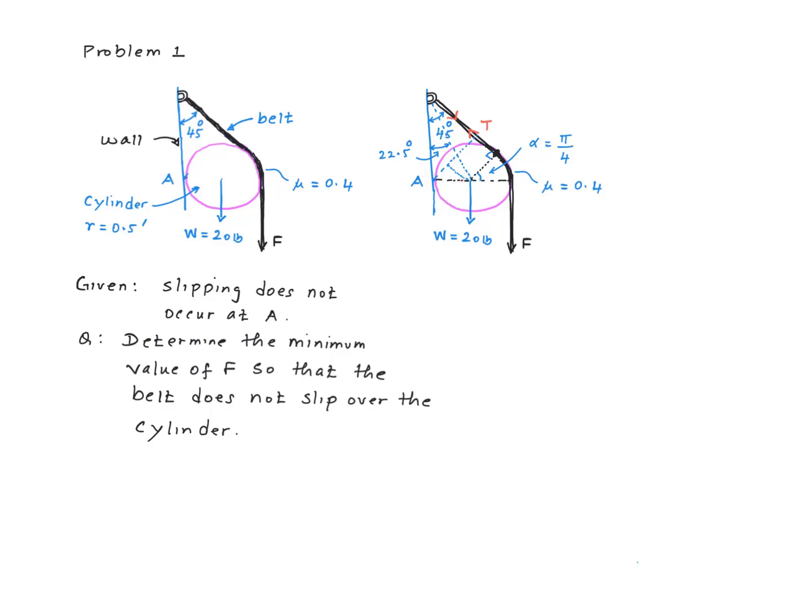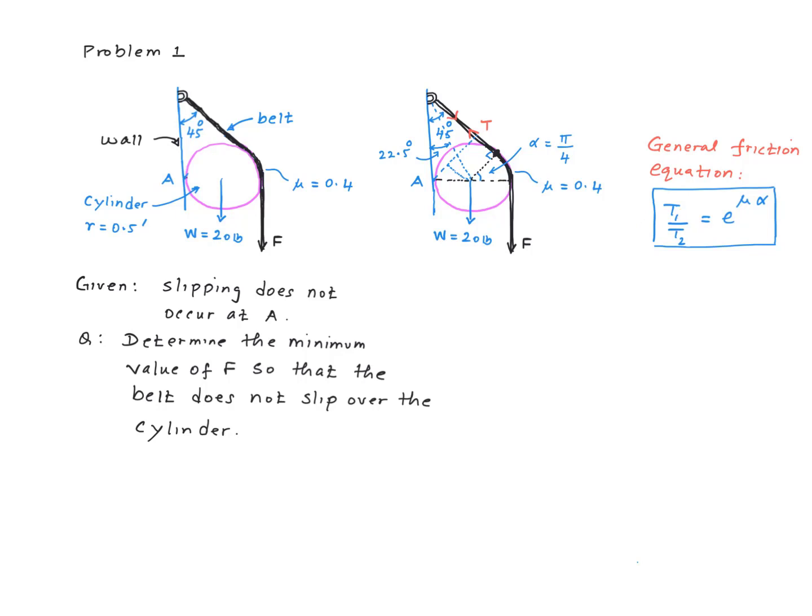And this is 67.5, this is 67.5, and therefore this works out to be 45 degrees. Expressing that in radians, we get this angle right here to be pi over 4. And therefore this pi over 4 is the contact angle for this contact right here between the belt and the cylinder. Let's also recall the general friction equation we have derived in one of the previous videos for a system involving a roller and a belt.